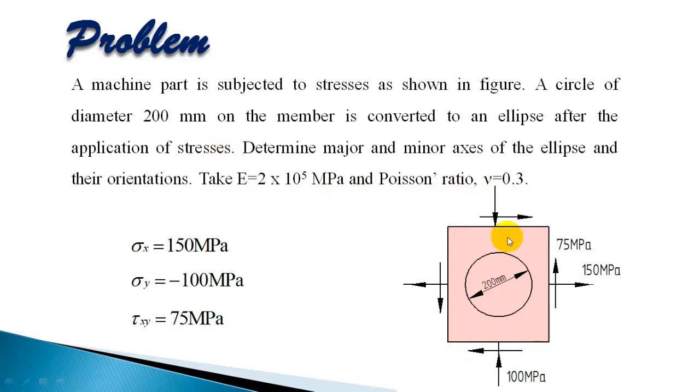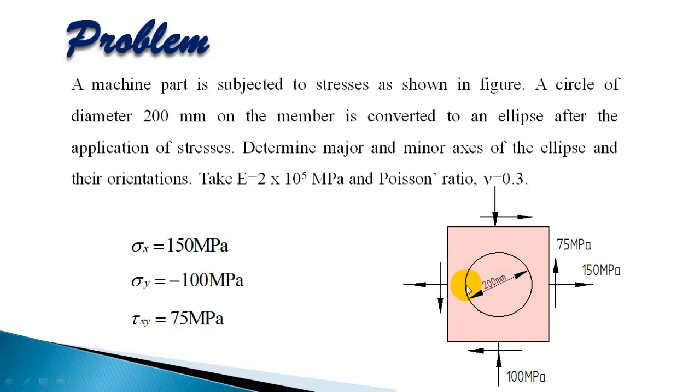So an element on the machine part is subjected to stresses as shown in figure. In the x direction you have 150 megapascal, in the y direction you have 100 megapascal compressive stress, and shear stress acting 75 megapascal. So in the x direction you have tensile stress, so plus, in the y direction you have compressive stress, minus 100 megapascal, and shear stress on the right face is upward, so plus 75 megapascal.